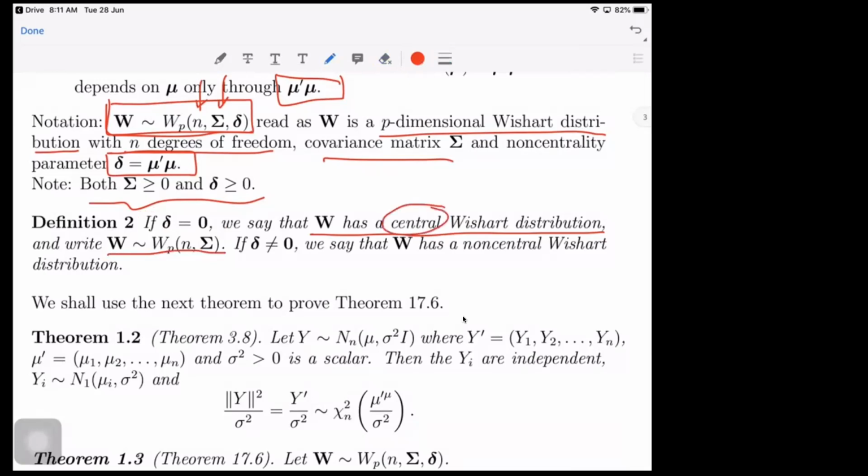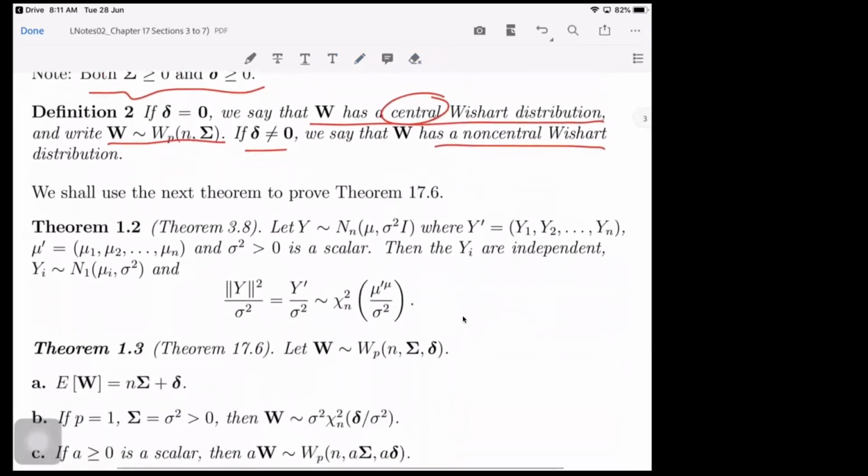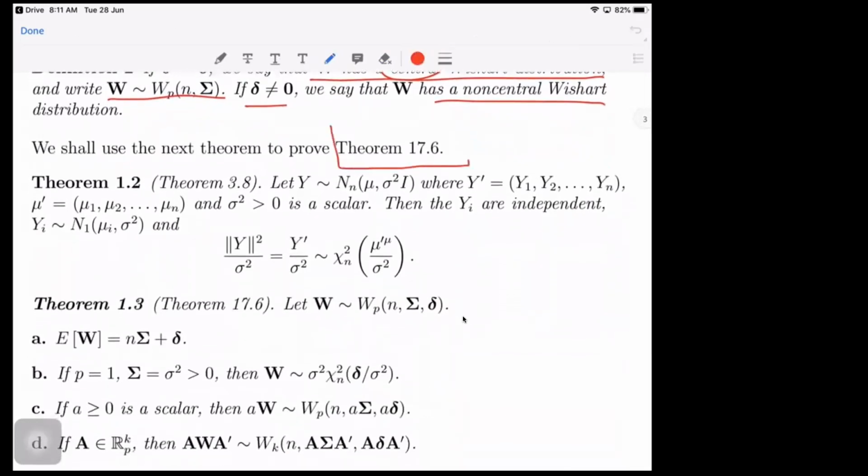So central and non-central if delta is not equal to 0. Okay, so to prove 17.6, we recall this theorem in chapter 3, which I've written here. So take note of the assumptions here. The y should be normally distributed with parameter mu and sigma squared I. This is for the univariate case.